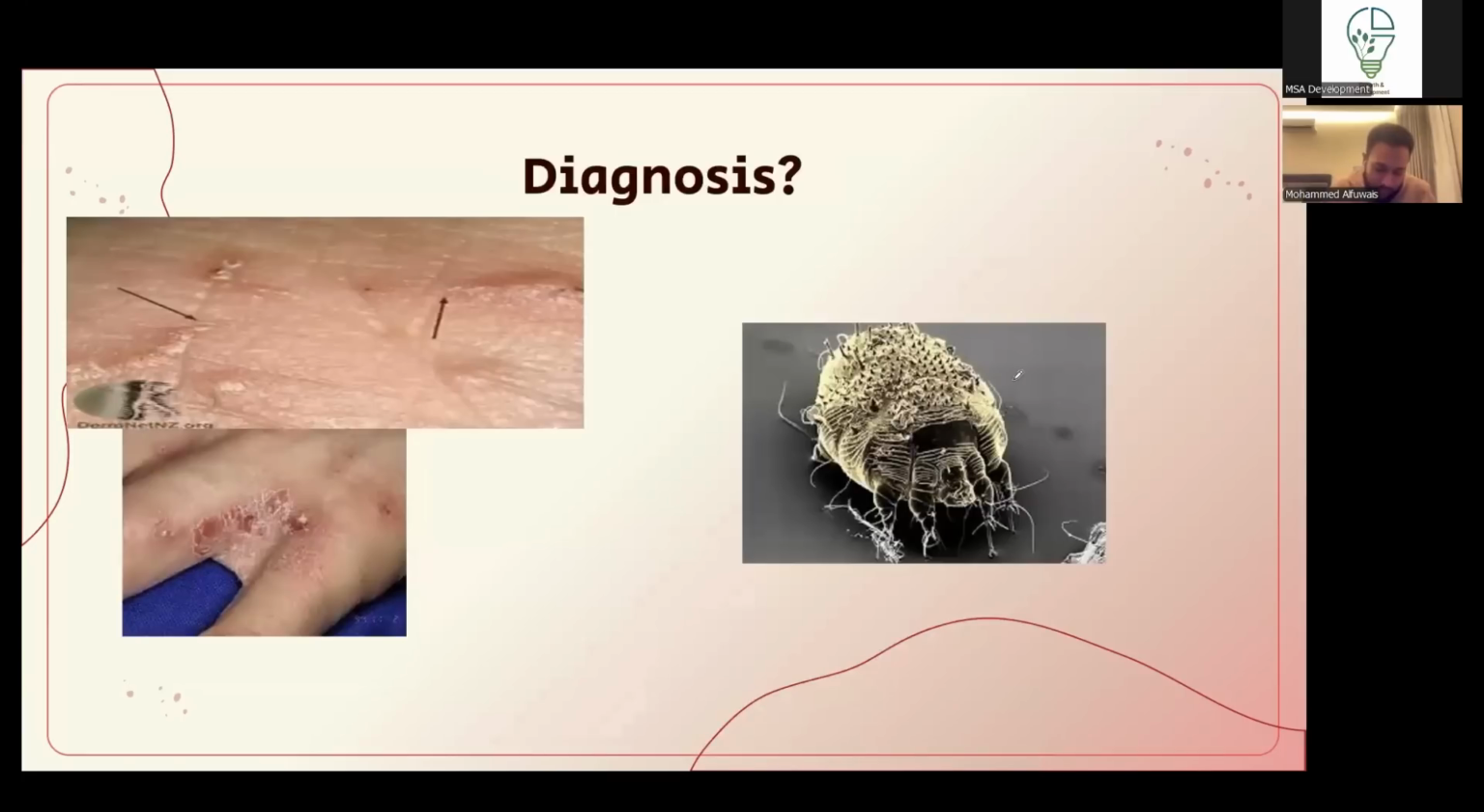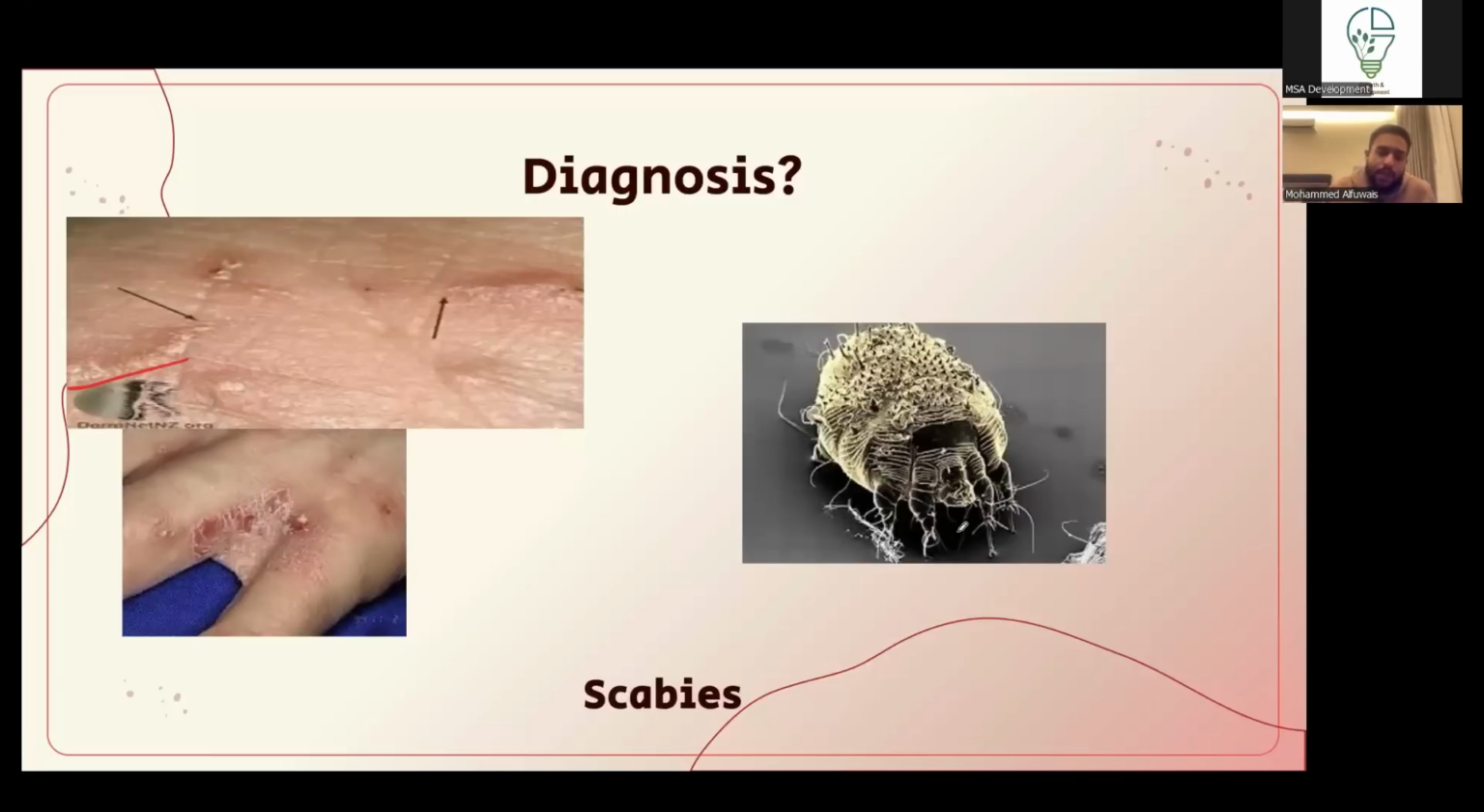Now you have a child presenting to you with severe itchiness that happens very badly at night. You do a physical exam and you can see these linear burrows in the skin. What is this? Scabies. Good. What do we call this bug? It's scabies, but what is the actual name? Mites. What is the name of the mites? It's called Sarcoptes scabiei, something like that.